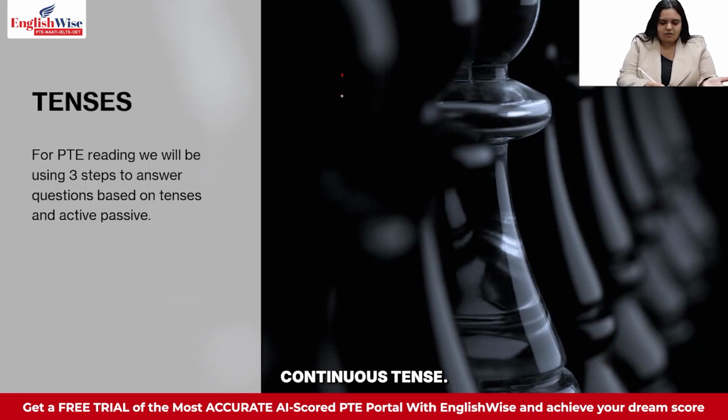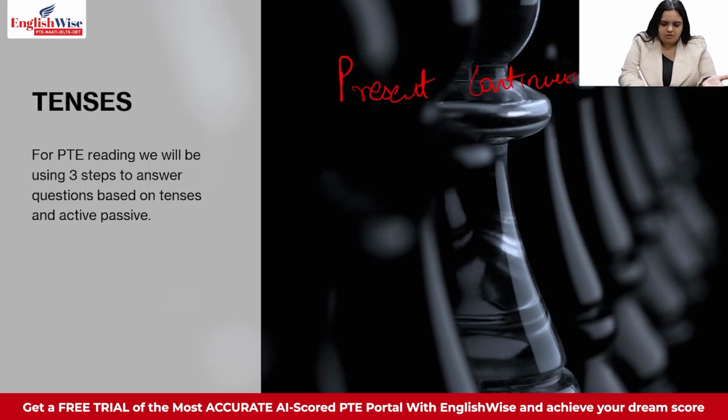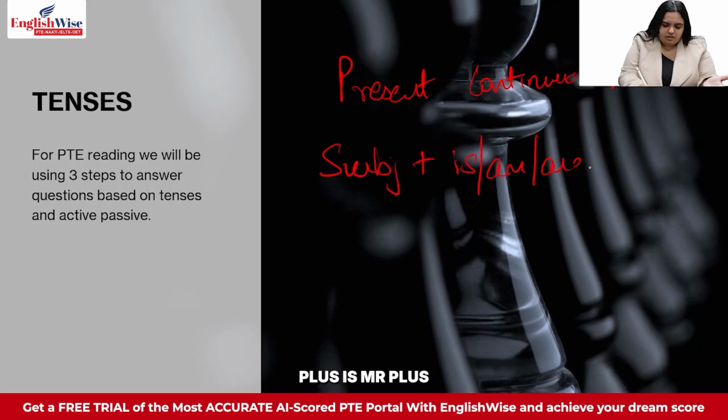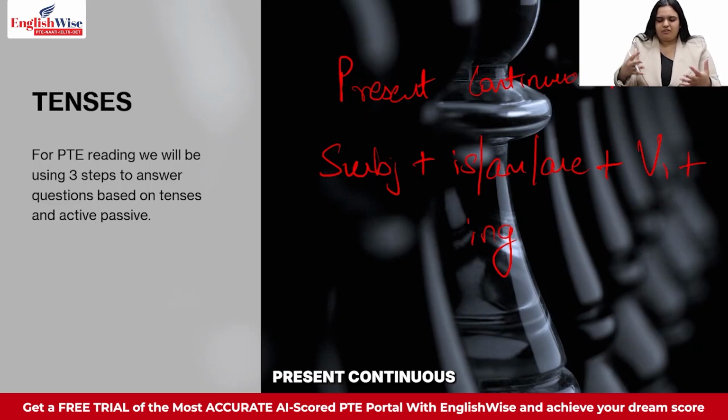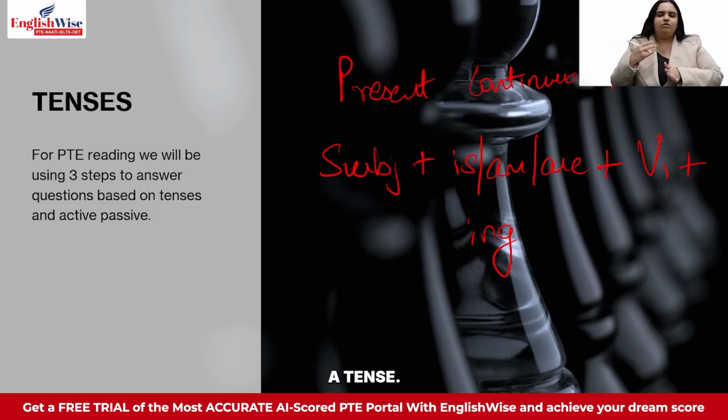Like suppose if I talk about continuous tenses, so present continuous tense, there's a formula for that. So the formula for present continuous tense is subject plus is-am-are plus V1 plus ing. Okay, so this is the formula for a present continuous tense. So all the 12 tenses have their own formulas. Okay, now what happens in your school exams is that they ask you to convert a tense. So suppose if they give a sentence in the present continuous tense, they can ask you to convert it into past perfect continuous or something like that.